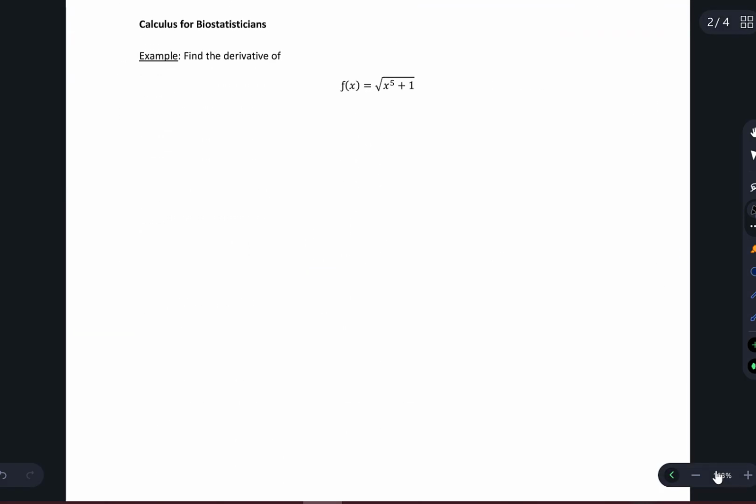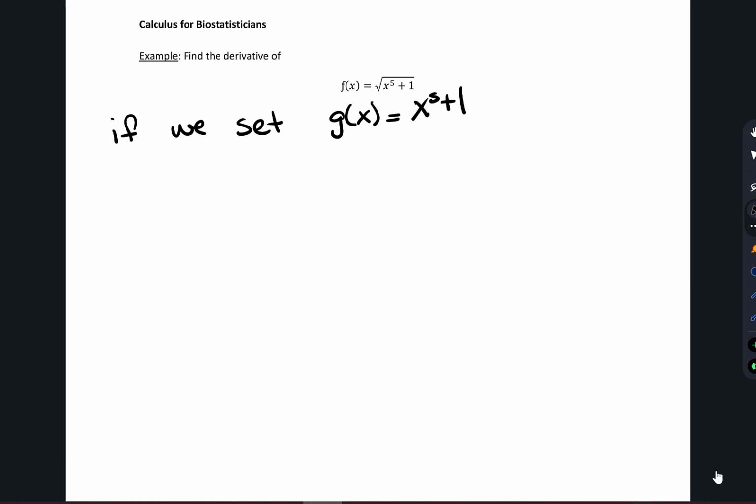So let's look at another example here. So here we have x to the 5th plus 1, and we have the square root of it. So starting out here, notice if we set g of x to be equal to x to the 5th plus 1, I can think of that as being the inner function, and then the function that I'm going to apply to that function is going to be the square root function. And here we're going to say that h of u is equal to the square root of u.